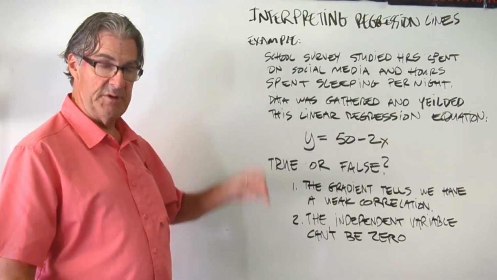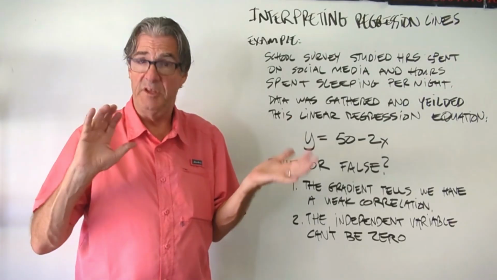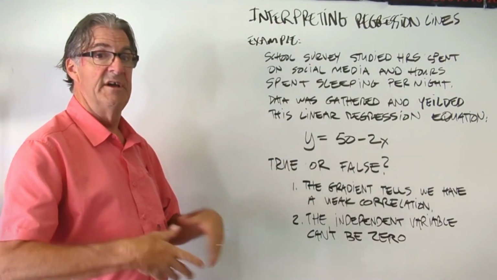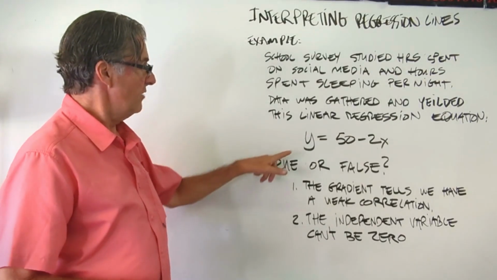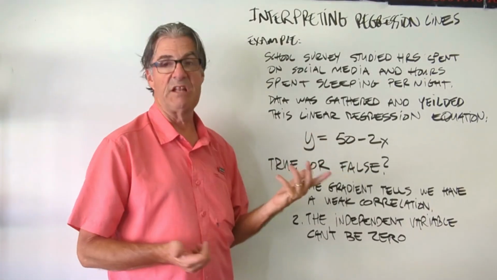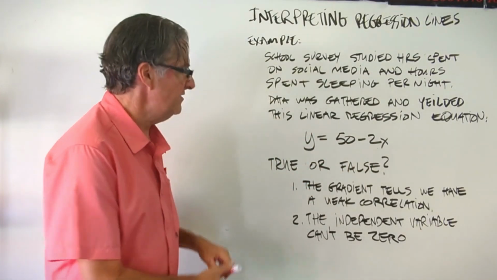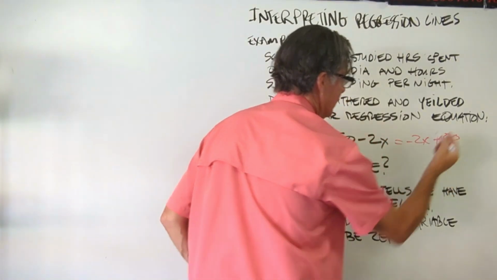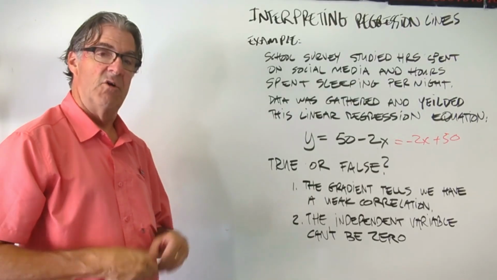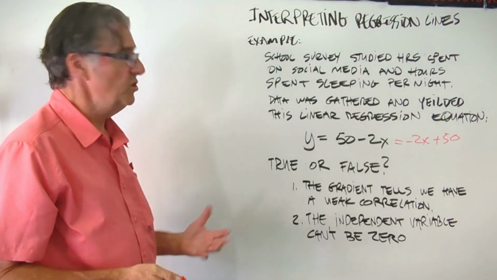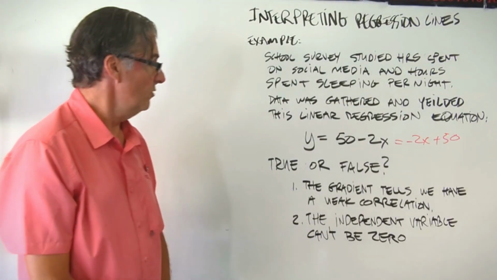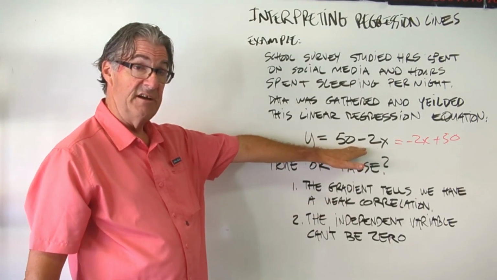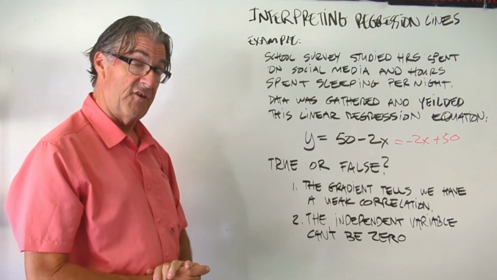Data was gathered, so we surveyed 100 people or 50 people, something like that, and we put that all in our calculator or our calculation tool, and we ran the linear regression, and we got this equation for our regression line. I could write it this way if I wanted to: minus 2x plus 50. That's maybe the more standard y equals mx plus b form, but those two equations are the same. So now that we have our regression line equation based on our data, let's answer two true-false questions.